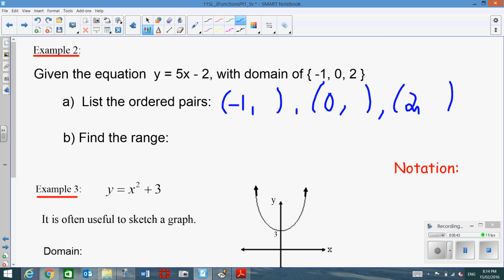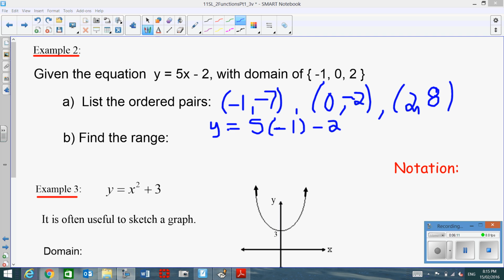So I am going to substitute in -1 so that I find the corresponding y value. So again, what I'm doing, I'll just write it out for one of them. What I'm doing is y equals 5 multiplied by -1 minus 2, and then that will give me my corresponding y value. Go ahead and take a moment and substitute in -1, 0, and 2 in order to find the ordered pairs.